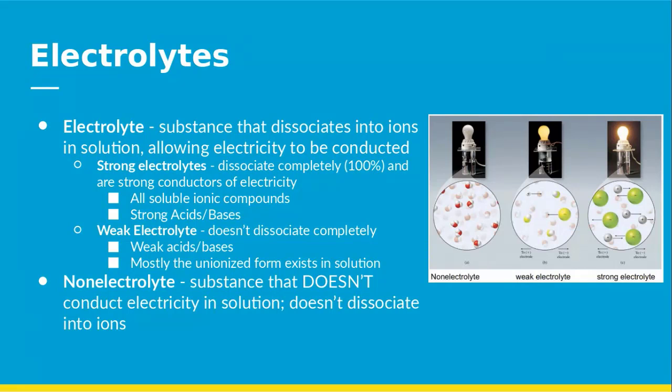That's the idea. And then a non-electrolyte is a substance that just does not conduct electricity because it doesn't break apart into ions. If you take a look at the image on the right, you'll see the difference in conductivity of the three types of electrolytes. The non-electrolyte conducts no electricity, the weak electrolyte conducts a little bit, and the strong electrolytes will give you the most electricity.